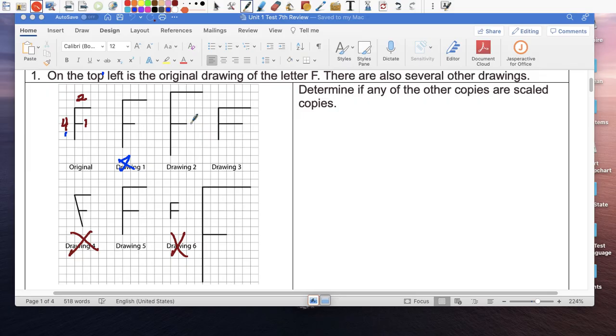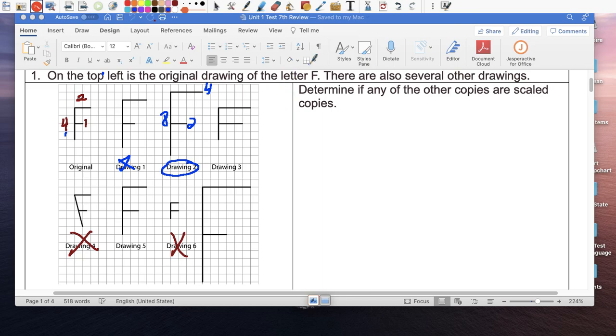Drawing 2, this is a 2, right? And this is 1, 2, 3, 4. Looks like everything is double. So if the height here is 8, we're in business. 1, 2, 3, 4, 5, 6, 7, 8. Good. Scale factor of 2. Look, 2 times 2 is 4. 1 times 2 is 2. 4 times 2 is 8. So drawing 2 is definitely a scale copy.